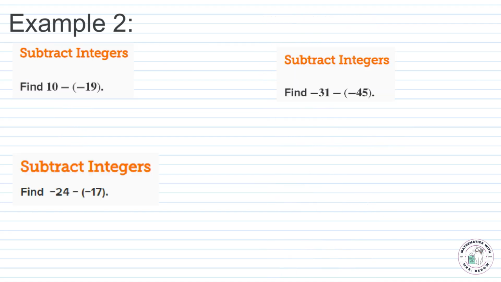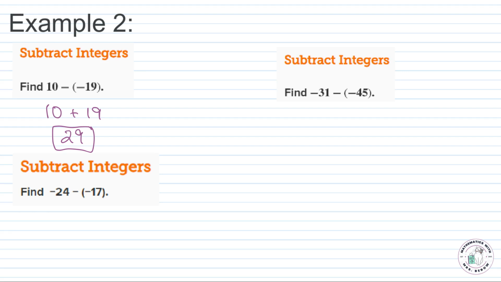So for this one in the top left, it says 10 minus negative 19. So again, we're going to keep, change, change. So we're going to keep the 10. We'll change the subtraction into addition. And negative 19, the opposite is positive 19. So 10 minus negative 19 is the same exact thing as 10 plus 19, which just ends up being 29.